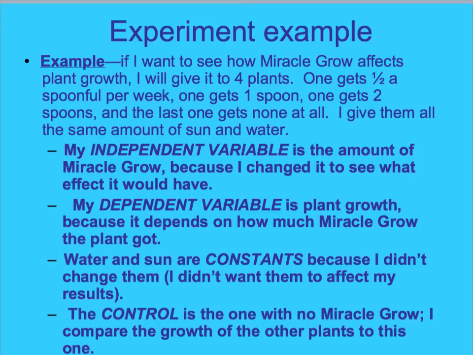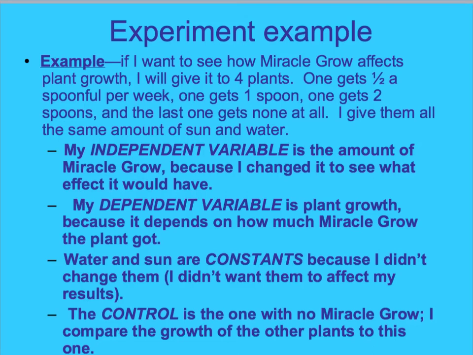Alright, so let's look at an experiment example and identify the different variables. If I want to see how Miracle-Gro affects plant growth, I'm going to give it to 4 different plants. The first plant is going to get half a spoonful per week. The second plant is going to get 1 spoonful. The third one is going to get 2 spoonfuls. And the last one is going to get no Miracle-Gro at all. Then I'm going to give them all the same amount of sun and water. So that's the setup.